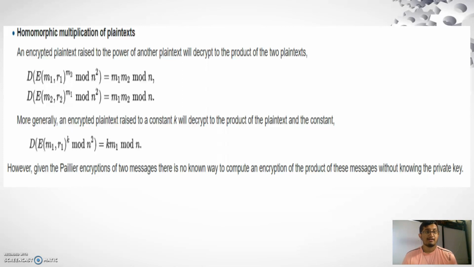Let's see how. Suppose M1 is the first plain text and M2 is the other plain text. Now when we encrypt M1, that is (M1, random integer R1), and raise this to the power M2, then decrypt the whole, what we will get is M1 times M2. As simple as that. More generally, an encrypted plain text raised to a constant k will decrypt to the product of the plain text and the constant.